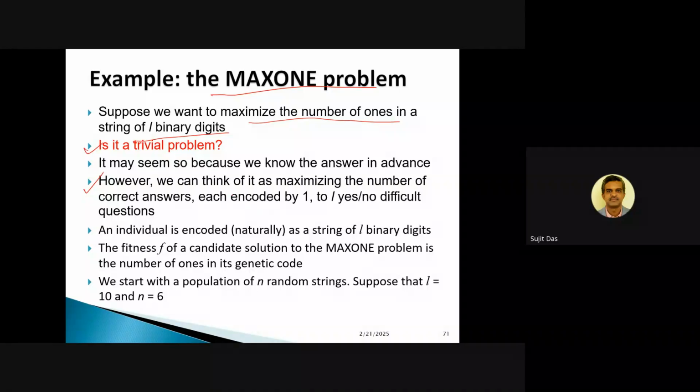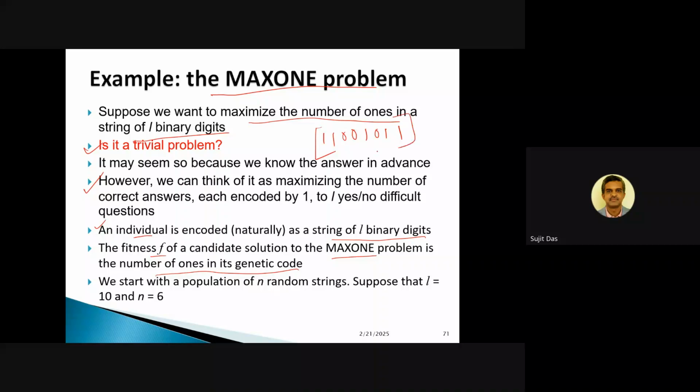Obviously, we can encode this max1 problem using the binary encoding technique. So here, what is an individual? An individual means a chromosome, which is a string of binary digits. Now, what is the fitness value? As I mentioned earlier, the fitness value for the max1 problem is the number of ones in its genetic code. So this may be a string or a solution for the max1 problem.